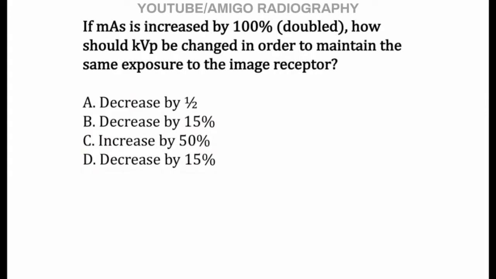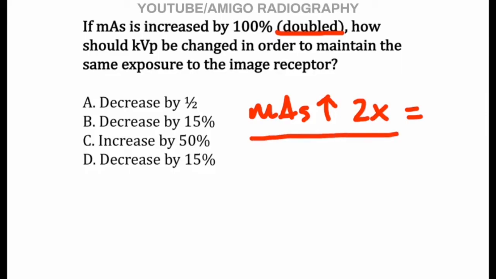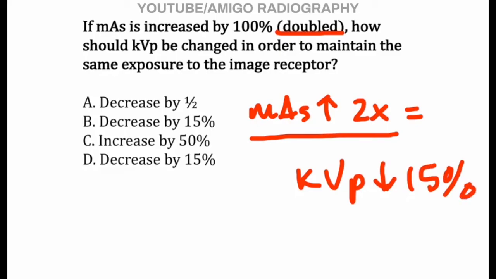So here's question number 1. If mAs is increased by 100%, which is the same as being doubled, how should kVp be changed in order to maintain the same exposure to the image receptor? So our mAs is increasing by double. So what does our kVp need to do? This is essentially the definition of the 15% kVp rule. If our mAs is increasing by double, our kVp must decrease by 15% in order to maintain the same total receptor exposure. So our answer must be B.